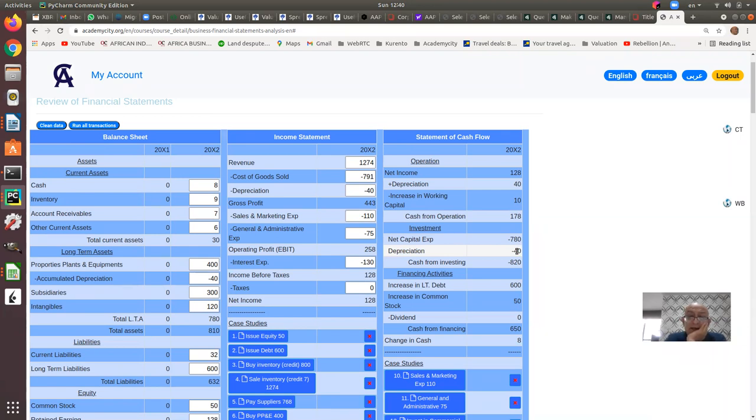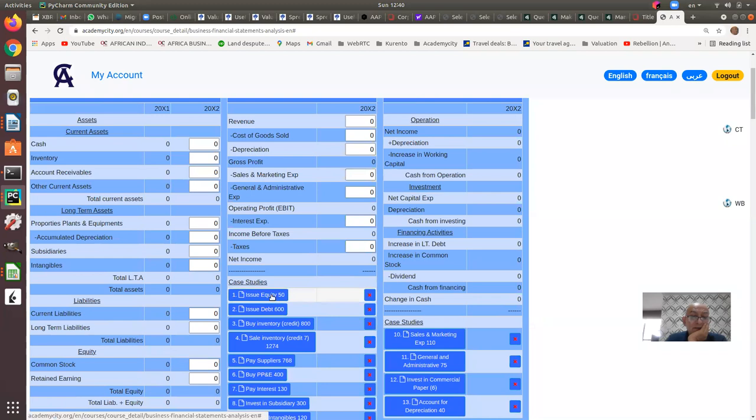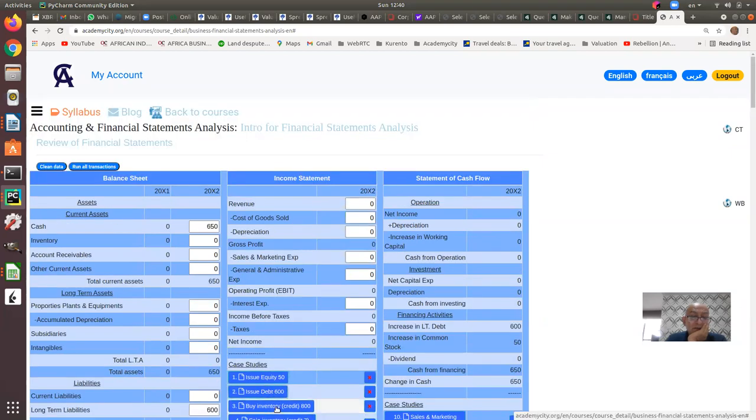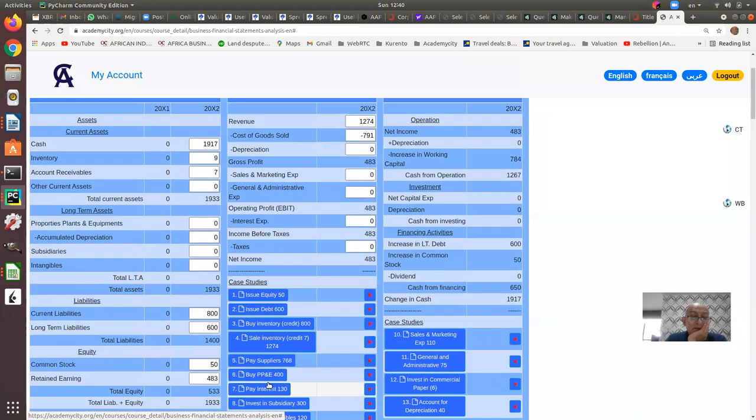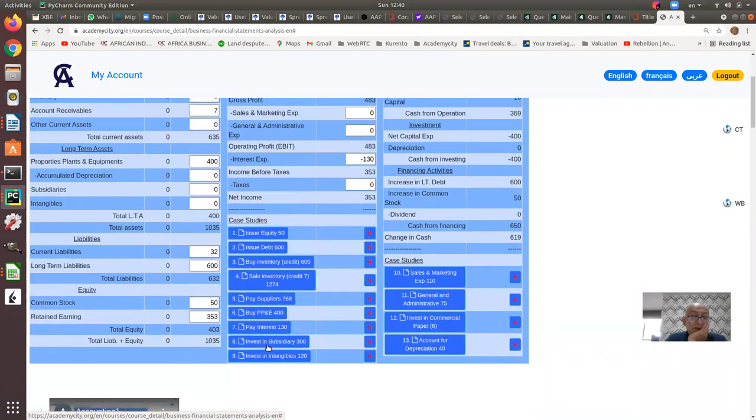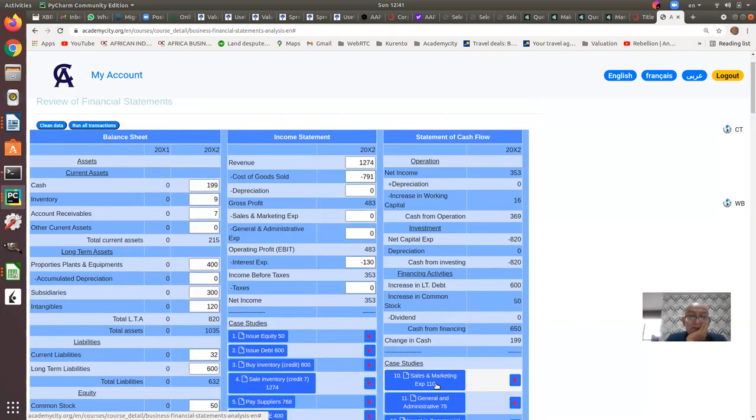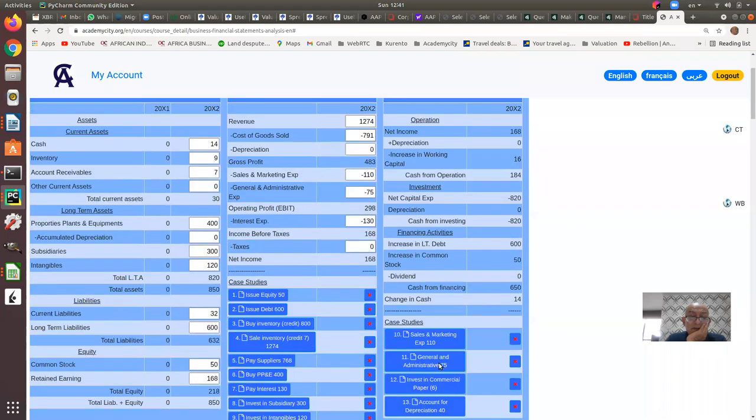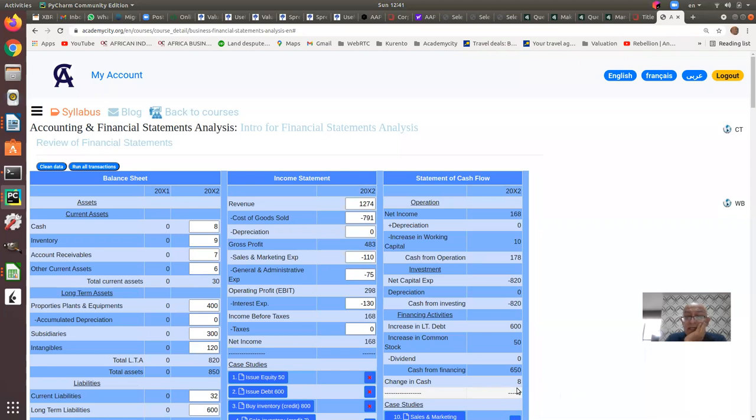Bottom line. When I accounted for depreciation, the cash hasn't changed. Let me do the whole thing all over. Bingo. I hope I won't get confused. Number 8, number 9. How much do we have? 8. Before accounting for depreciation.